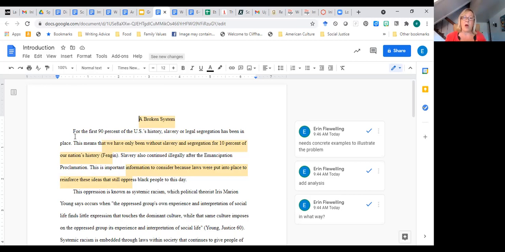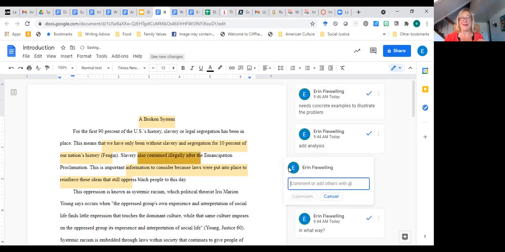So what I would suggest for this author is that concrete examples and analysis would be really valuable here. In fact, this whole introduction needs some concrete examples to illustrate the problems. The author says slavery also continued illegally after the Emancipation Proclamation. Actually, this was on the student's paper. I put, how do you know?